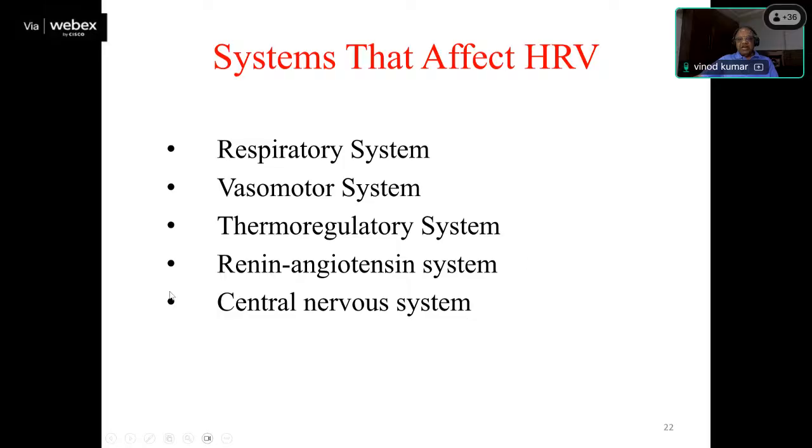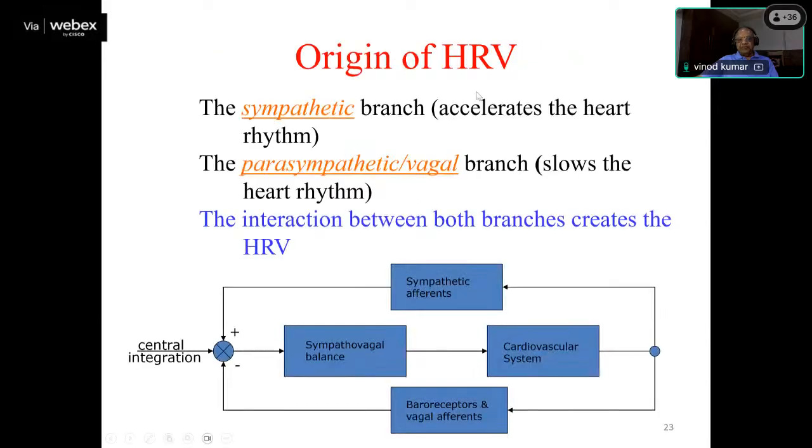So these five systems will be balanced between sympathetic nervous activity and parasympathetic nervous activity. Finally, they control the HRV. So the sympathetic branch accelerates the heart. Parasympathetic, or vagal, it is also called the vagal branch, slows the heart rhythm.